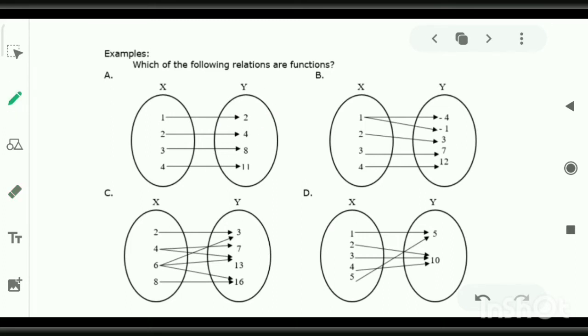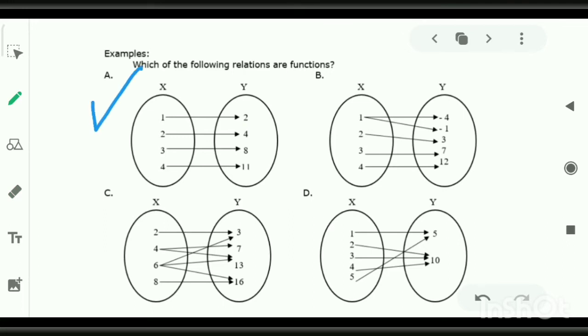So, 1 is paired to 2 because the arrow goes from 1 to 2. Next, 2 is paired to 4. 3 is matched to 8, and 4 is matched to 11. So, no x element here is paired to more than one element in y. Therefore, this mapping diagram for letter A represents a function.